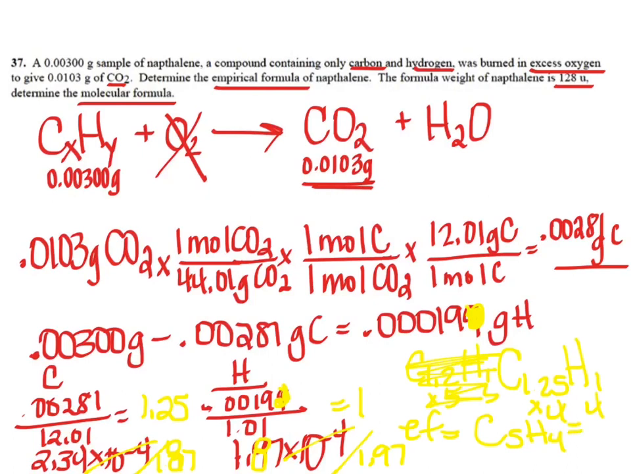The molar mass of the empirical formula is 64.09. And I'm running out of room, so I'm going to go back up to the top. So if my molecular formula is 128, and my empirical formula is 64.09, when I divide them, I get 2. So the molecular formula for naphthalene is C10H8.